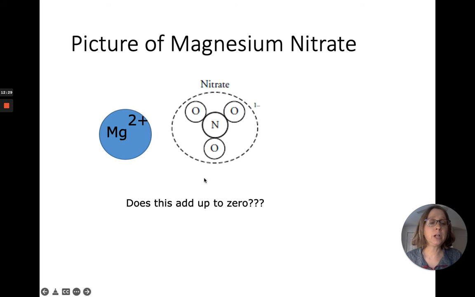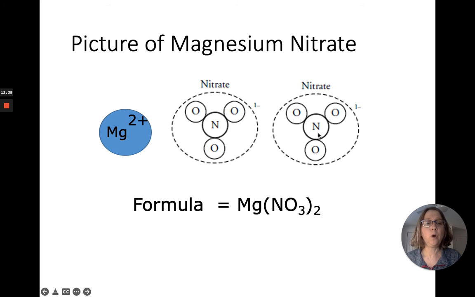Okay, but what if we were going to do magnesium nitrate? So here's the magnesium, which is a 2+. Here's the nitrate that's a 1-. That doesn't add up to 0. So how many nitrates are we going to need? Well, we're going to need 2, because +2 and -1 and -1 equals 0, that net charge of 0.